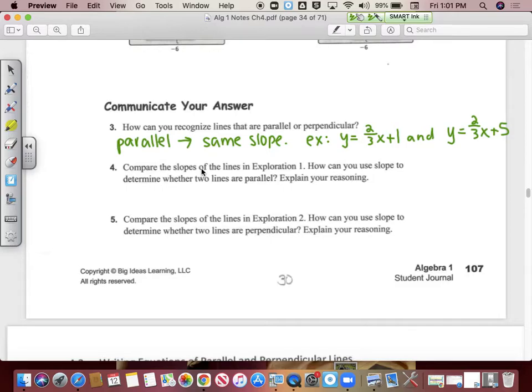Perpendicular lines, though, do not have the same slope. They have a slope that's called opposite reciprocals.